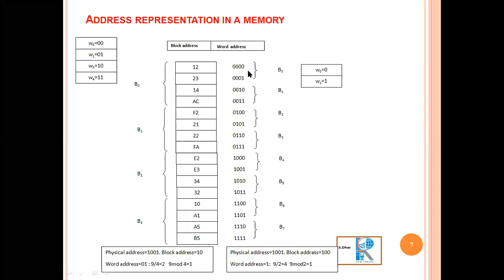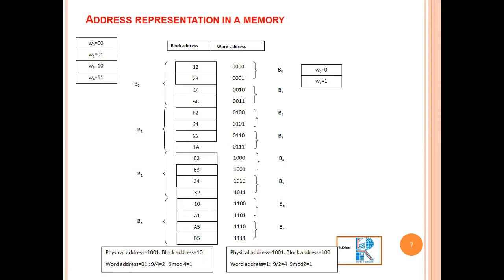Now see here, for the right hand side, what is the total number of words in a block? There are 2 words in a block. See carefully, there are 2 words in a block. That means W0, W1. Here also W0, W1, W0, W1, 2 words. So what is the number of address bits required for addressing the 2 words? That is 1 bit is required, because 0, 1 address. So 1 bit is required to address a word in a block.